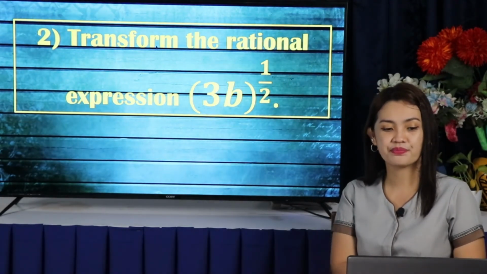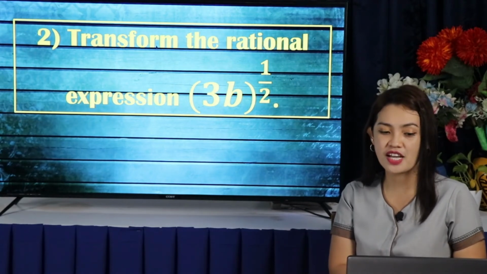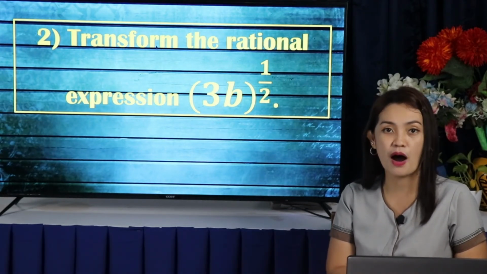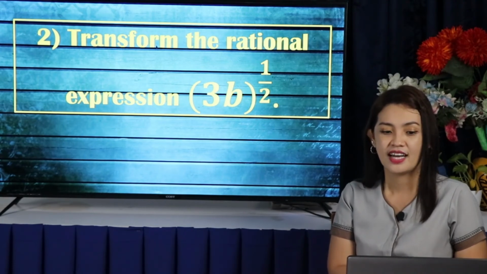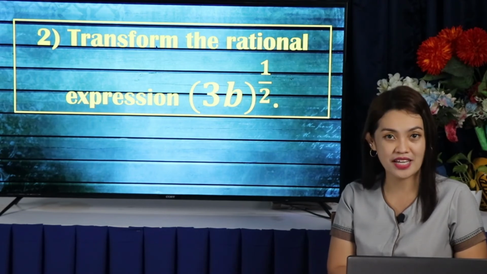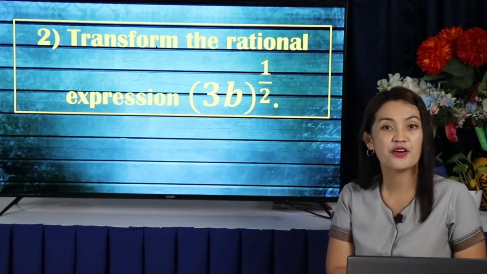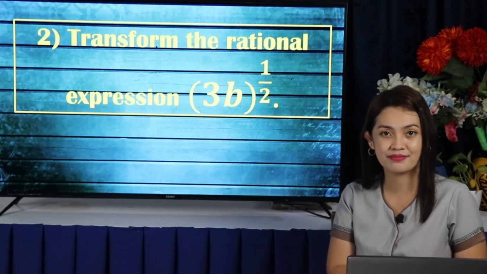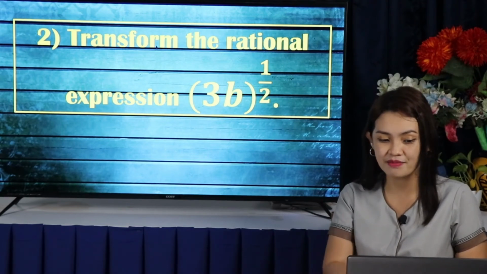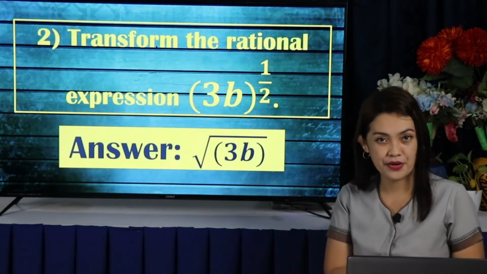Question number 2. Transform the rational expression. The quantity 3b is raised to the power of 1/2. You have 5 seconds. Pens up. Your answer must be the square root of 3b.